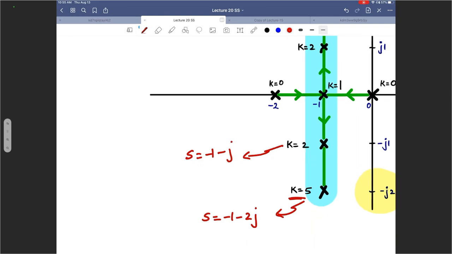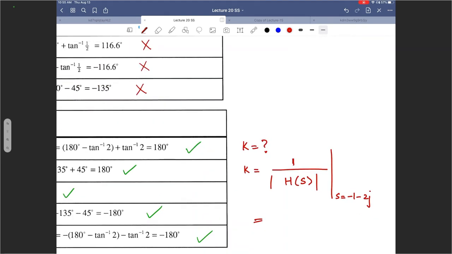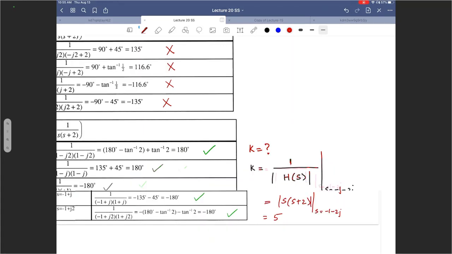So this should come out to be, for the given h of s, which is 1 divided by s times s plus 2. What is this going to be? 1 divided by that. So the absolute value of s times s plus 2, evaluated at s equals -1, -2j, should evaluate to 5, right? So you can find out the value of k that makes that happen as well. And you can do that for all the 5 points here.